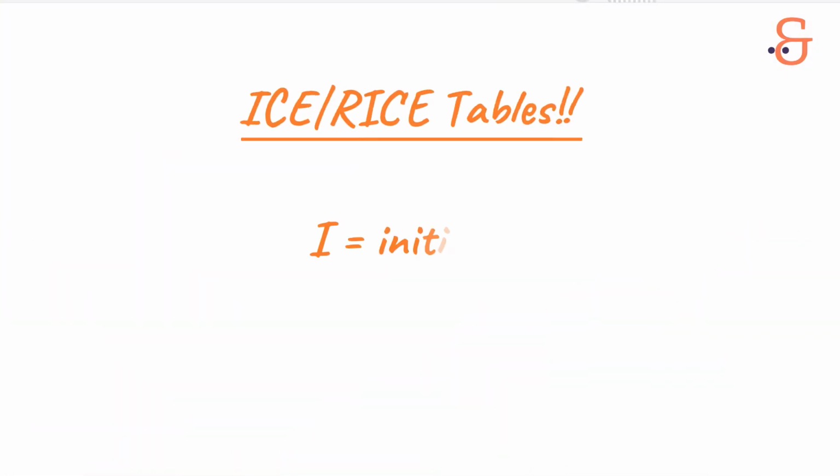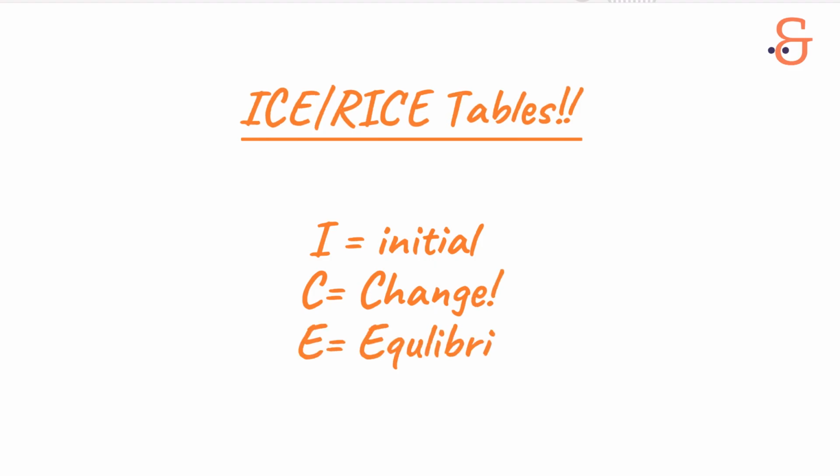Alright, so ICE stands for Initial, Change, Equilibrium. It's just a really neat way to organise your work. Initial is just what you start with, change is what is gained or lost as the reaction shifts, and equilibrium is what you end up with. However, instead of using just ICE, I like to add one more letter, which is the letter R. And R stands for the ratio of moles, which I'll explain further in our example.